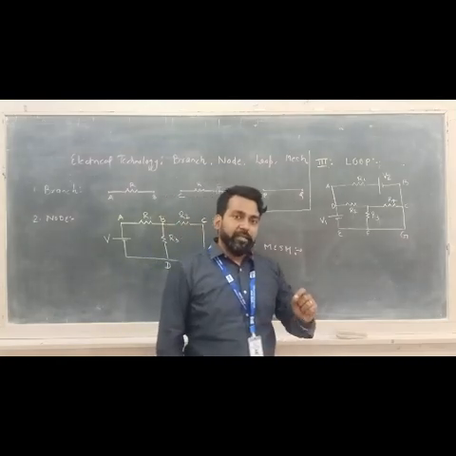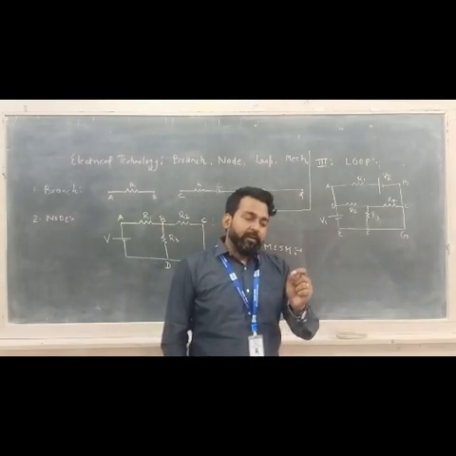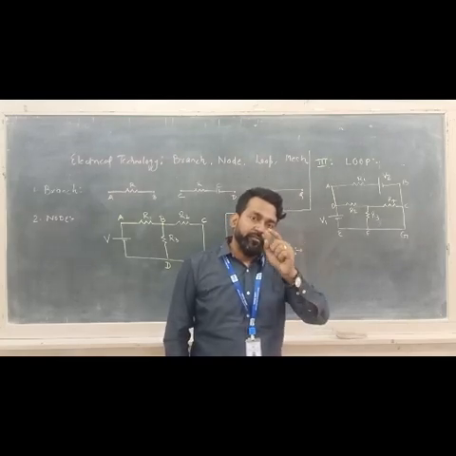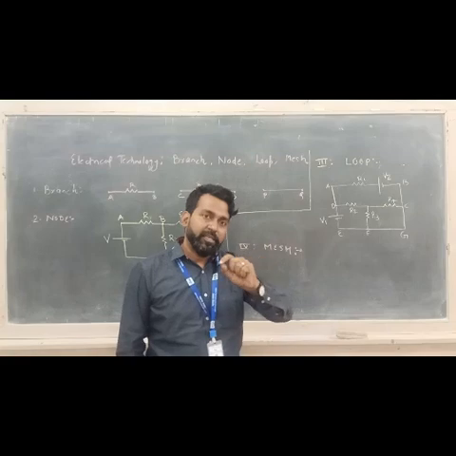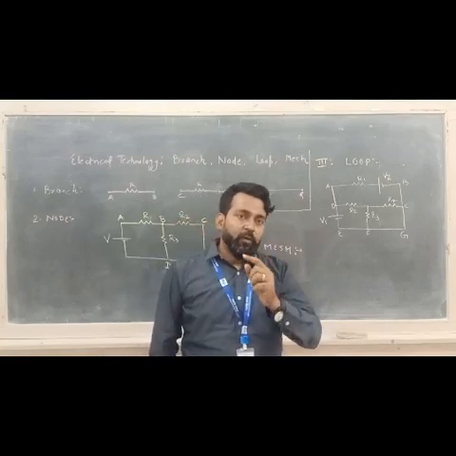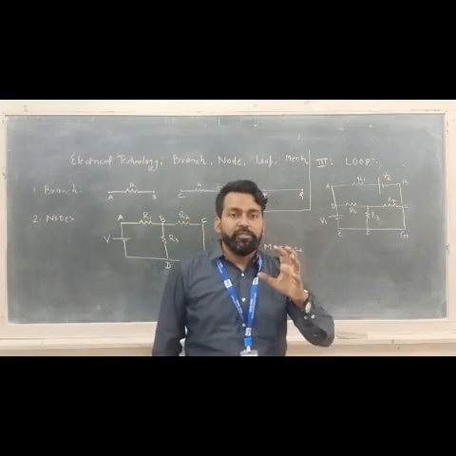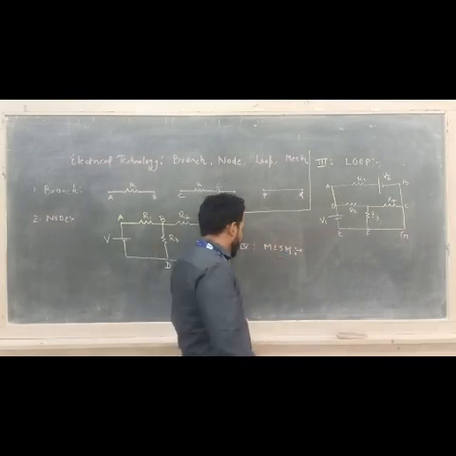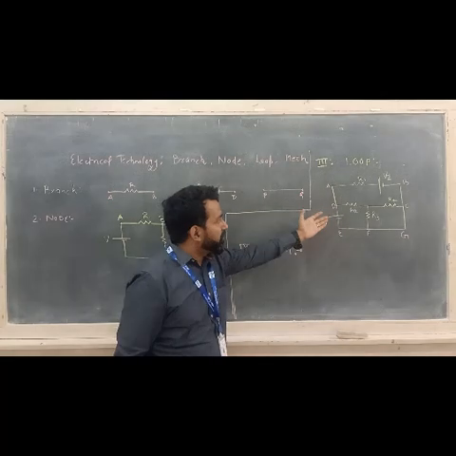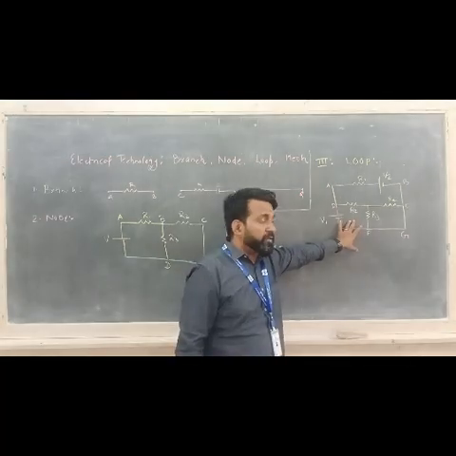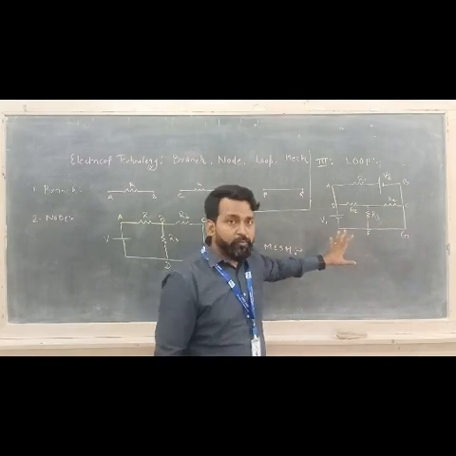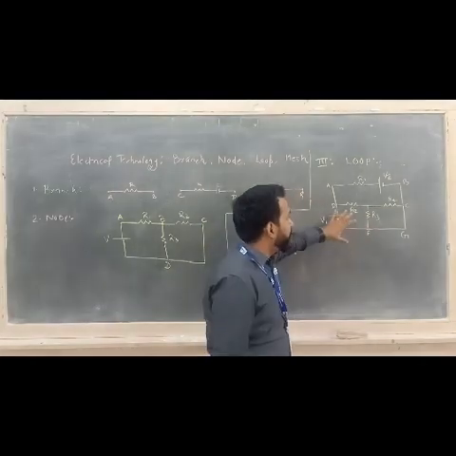So loops are basically named in such a way that we start from a point, we move in a circuit in such a way that it forms a closed circular path or closed electrical path. Okay? So for example, if you refer to this figure, we have different loops present. So what are the different loops which can be identified in this circuit?